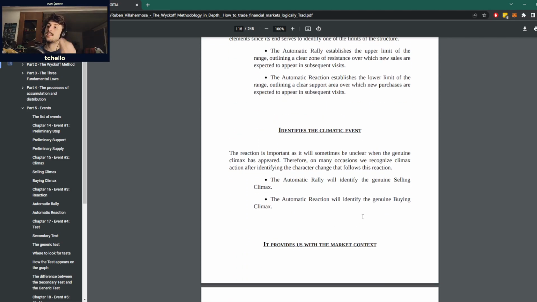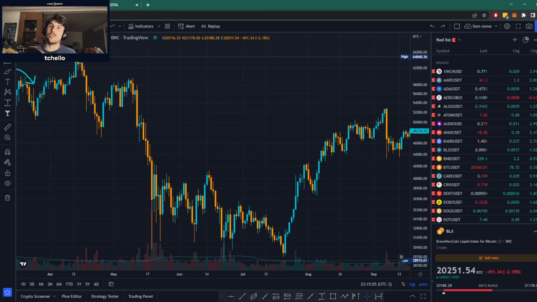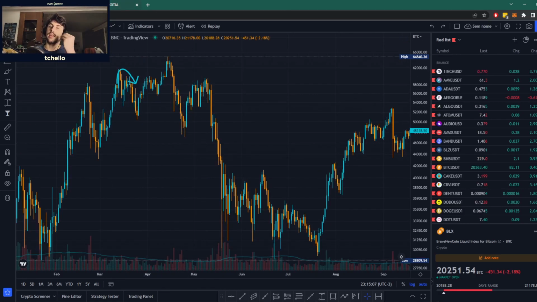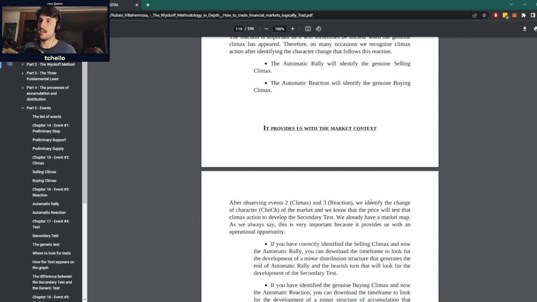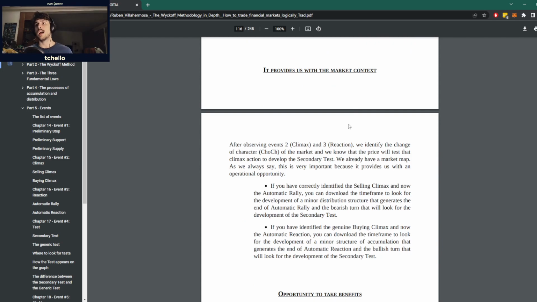And to identify it: when you see a climax and it actually is a climax, and not just a preliminary stop that we talked about before, it necessarily has an automatic rally or automatic reaction. And it provides us the market context. Now, Ruben points out to us here, how many events should you count? I specifically don't think that this is particularly useful.